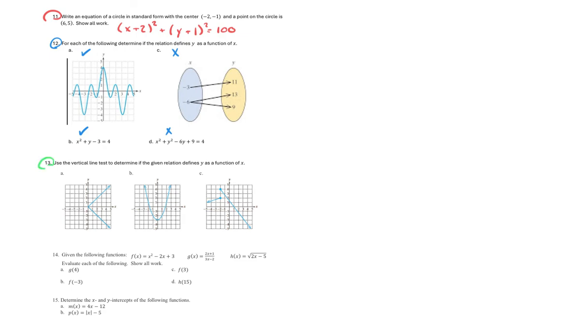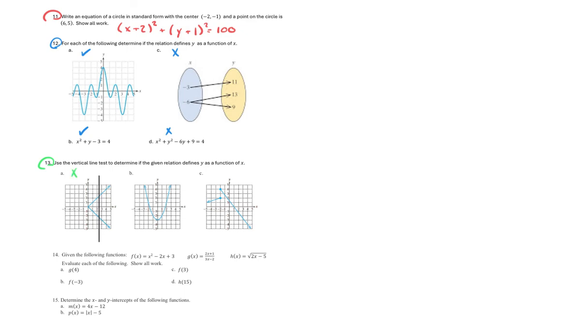Okay, number 13, use the vertical line test to determine if the given relation defines y as a function of x. Just like the last one, we're going to take this vertical line and pass it through. In order to pass the vertical line test, the line should only touch the graph at one point. On part A, our vertical line is touching at two different points at the same time. So y is not a function of x, and this one does not pass.